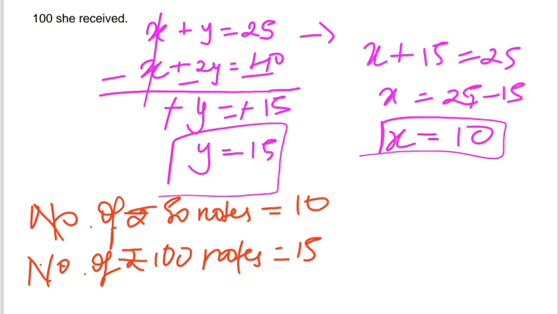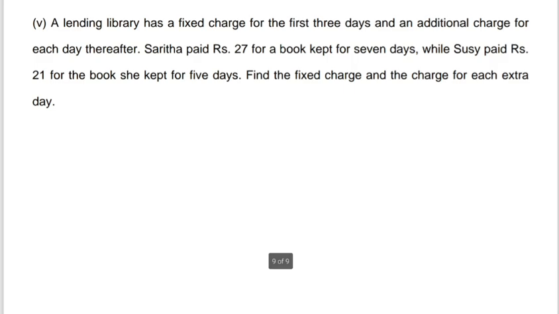So let's go to the last sum. A lending library has a fixed charge for the first 3 days and an additional charge for each day thereafter. Sarita paid rupees 27 for a book kept for 7 days, while Susie paid rupees 21 for the book she kept for 5 days. Find the fixed charge and the charge for each extra day.